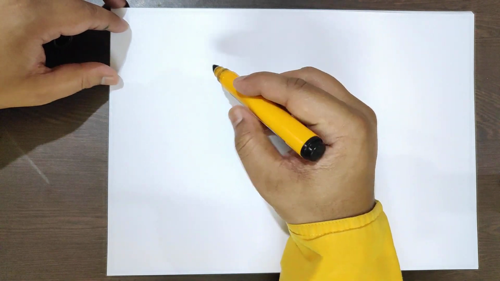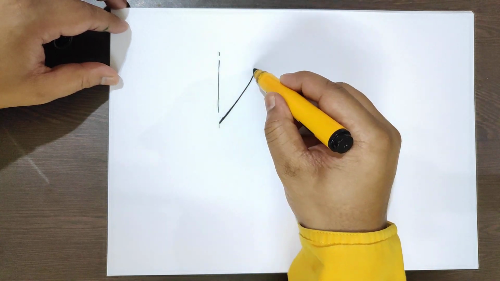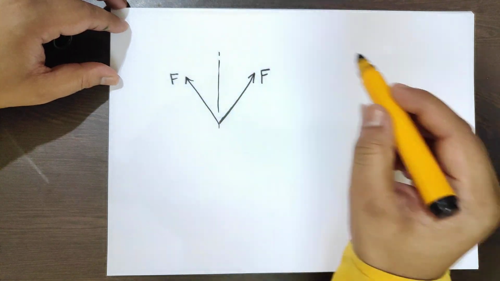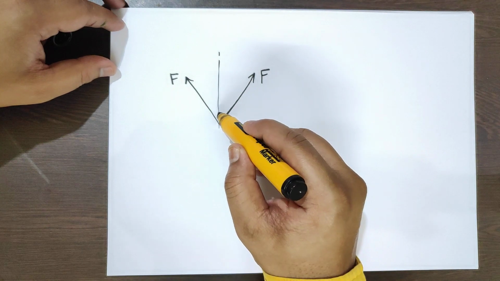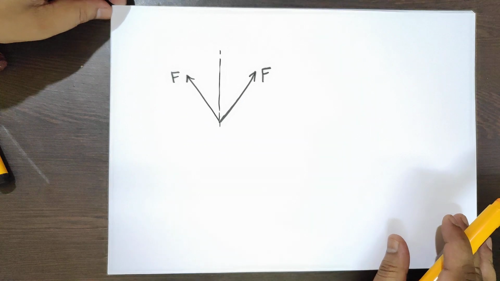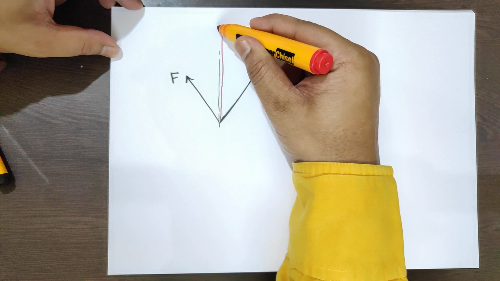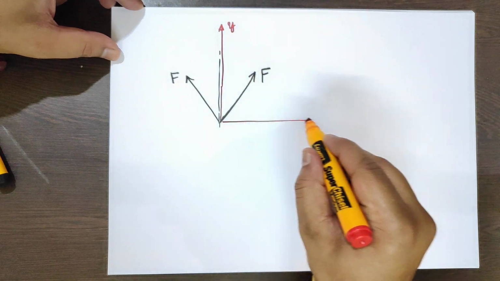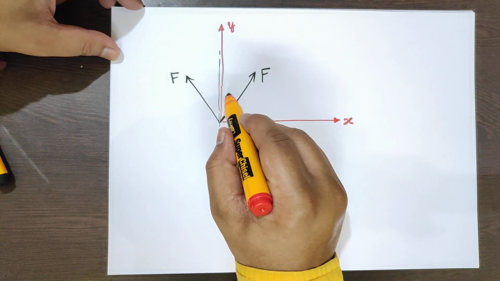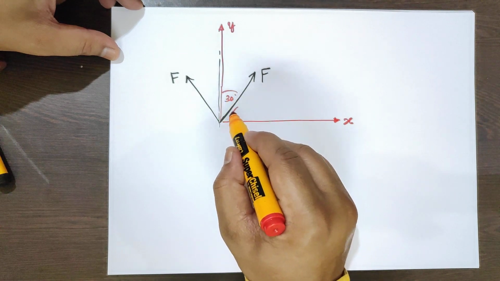It's given that these two forces exerted by the two ropes, see this is F and this is F, their resultant is upward 400 Newton. So you know the x and y axis is up to my choice. Suppose upward I choose the y axis, and here I choose the x axis. So this angle is 60 degree, so each of this is 30 degree, so this is 60 degree.